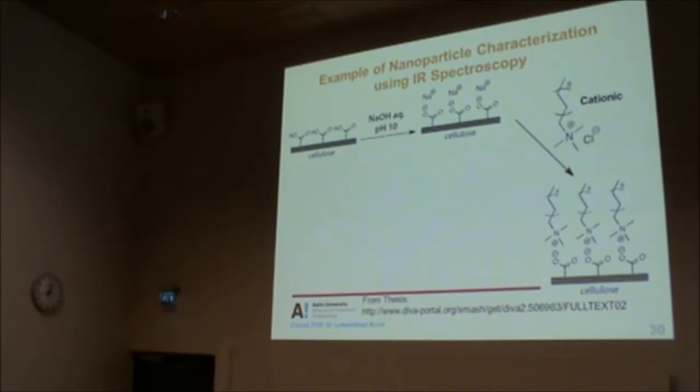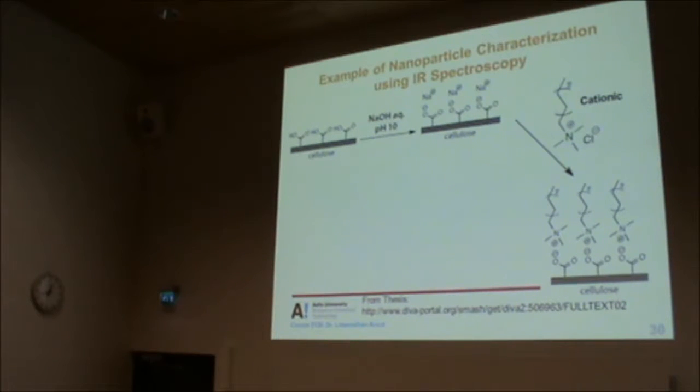Here is an example of how we use infrared spectroscopy to follow a reaction on a nanoparticle. You have a cellulose nanocrystal, and we have carboxyl surrounding it, and let's say at pH 10, which is higher than the isoelectric pH of carboxyl, all the carboxyls are negatively charged, and we have a cationic surfactant molecule, and the cationic molecule will bind to the anionic carboxyl, and it will form a cellulose neutralized with this cationic surfactant.